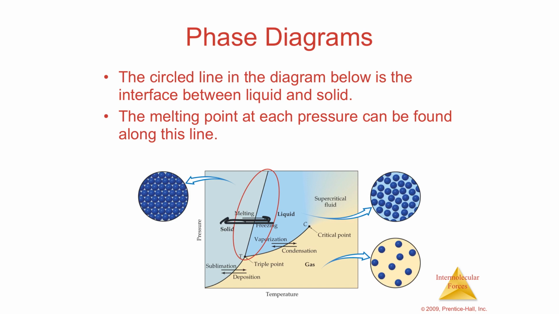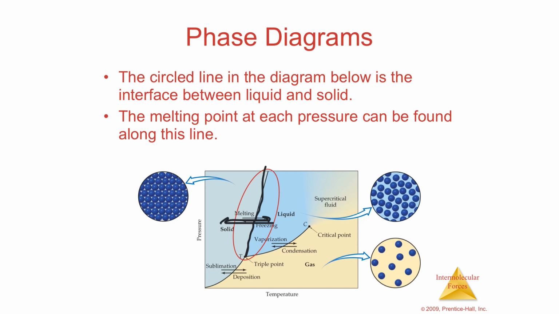And what you're going to see most of the time is a line tilted to the right, which means that at higher temperatures, normally you're going to get liquids. At lower temperatures, you usually get solids. We're going to see that water is a little wacky. Water actually is denser as a liquid than it is as a solid. That's why ice floats.